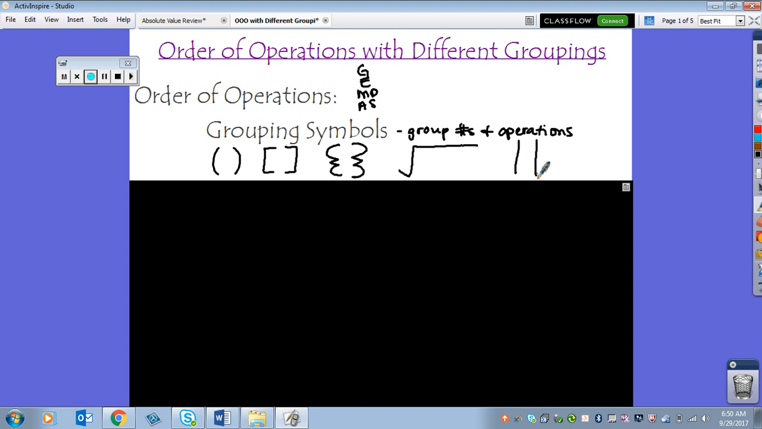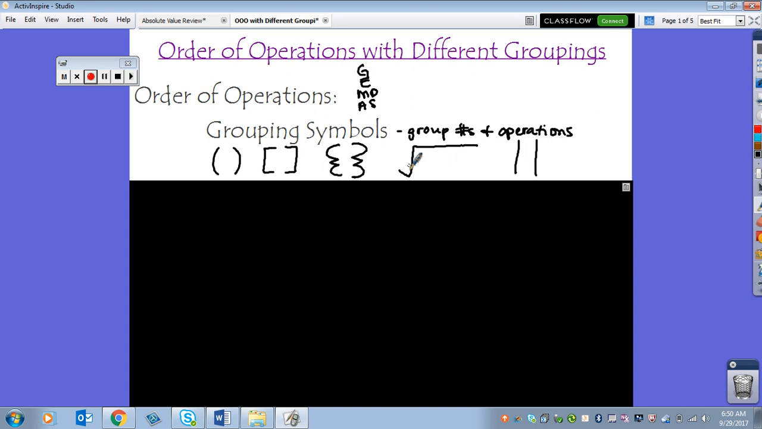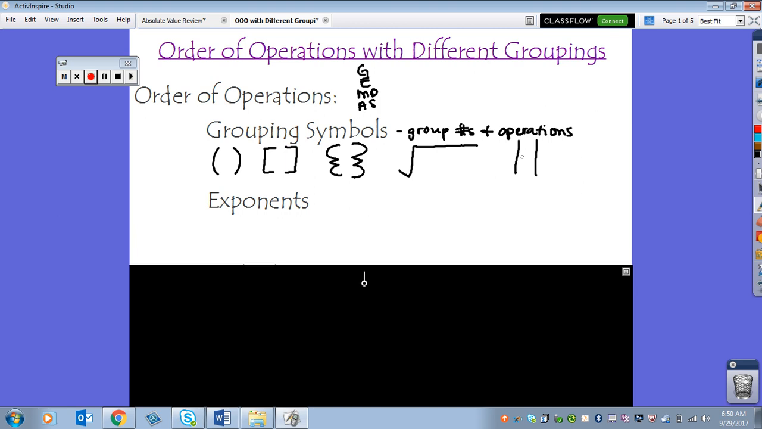Each of these symbols means that you have to do whatever is inside of them first before you complete the grouping symbol. So if I'm looking at square roots, I have to do whatever is inside the square root first before I take the square root of that final number. Same thing with absolute value. I have to do whatever's inside the absolute value first before I take the absolute value of that final number. And the next step would be exponents.